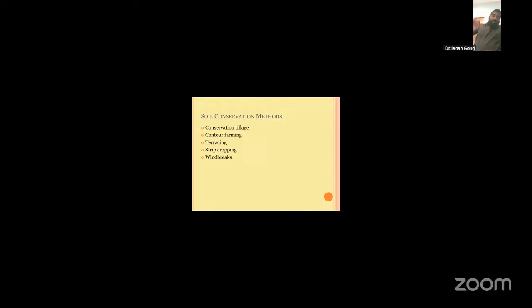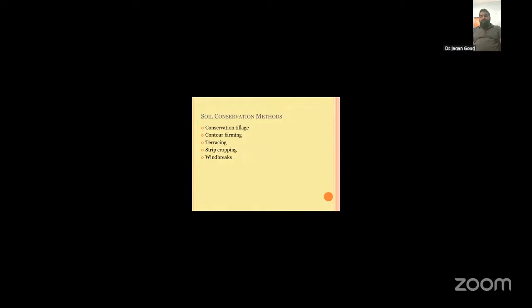The last one is the windbreak. Windbreaks are rows of trees or shrubs planted perpendicular to prevailing winds to reduce wind velocity and prevent wind erosion. In these mechanisms: reduced wind speed, trapping moving soil particulates, and protecting crops from desertification.